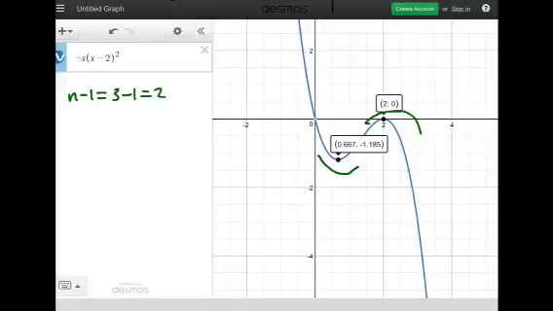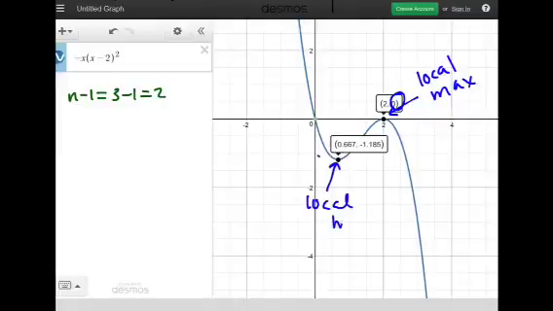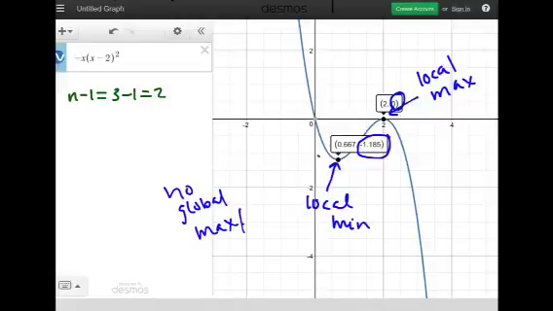This one has a local max right here. Let me just erase this part. It has a local max right here. The value is 0, okay, and it has a local min right here. The value is negative 1.185. It has no global max or min because the ends of this graph go on up forever and down forever. So no global max, no global min.